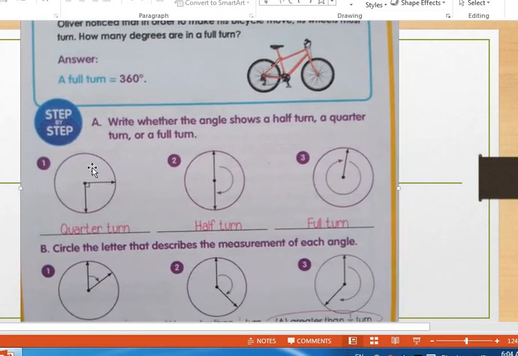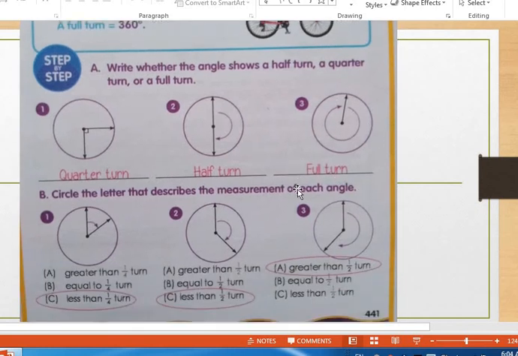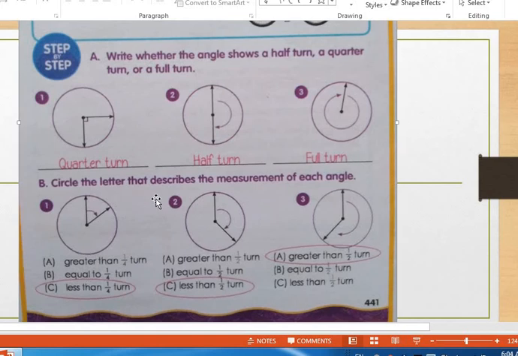Don't forget. Here, write whether an angle shows a half turn, a quarter turn, or a full turn. Here I have a quarter turn, that's 90 degrees, and write the number also. Here a half turn, 180 degrees, just half. And here a full turn, 360 degrees. So circle the letter that describes the measurement of each angle.